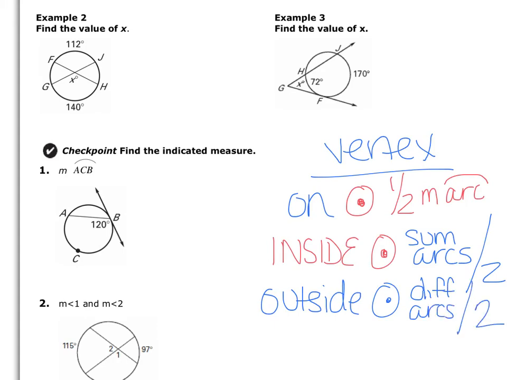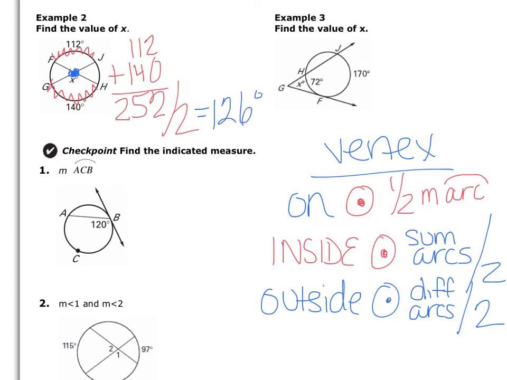So let's practice an example 2. X is sitting inside of that angle right there. The vertex of that angle is inside the circle. So if it's inside the circle, that means I have to add the intercepted arcs. So this is 1 arc. If I add it to the measure of the other intercepted arc, which is 140, I'm going to get 252, and I have to divide that by 2. So the measure of that angle where X is 126.